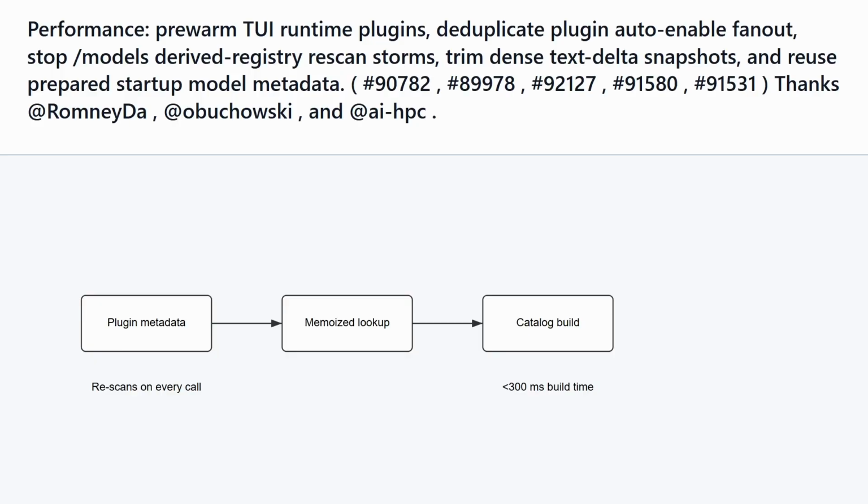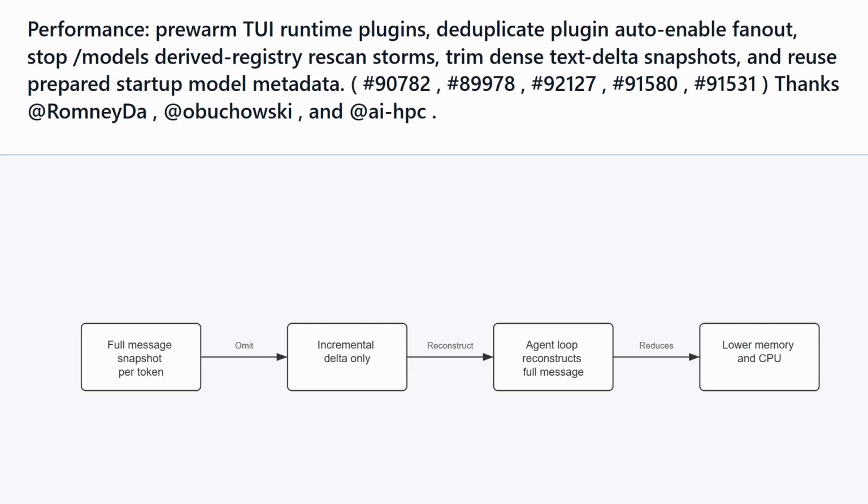Fourth, text delta streams previously emitted the full accumulated message snapshot on each token. Instead of sending the entire assistant message so far with every text chunk, only the incremental delta is now included. The agent loop reconstructs the full message from these lightweight deltas. This reduces memory usage and processing overhead for dense local model streams.